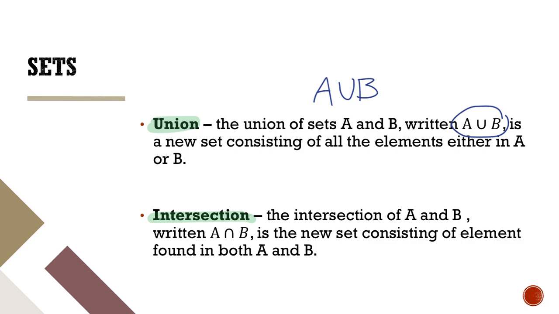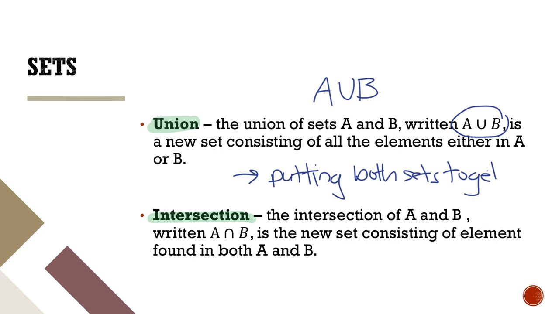We put them together into one big set. So it's putting both sets together. It's kind of like addition in some cases, but not really. You don't want multiple of the same thing. So if I have A, B, and C, and then C, D, and F, I'm not going to include C twice. I only want it one time.